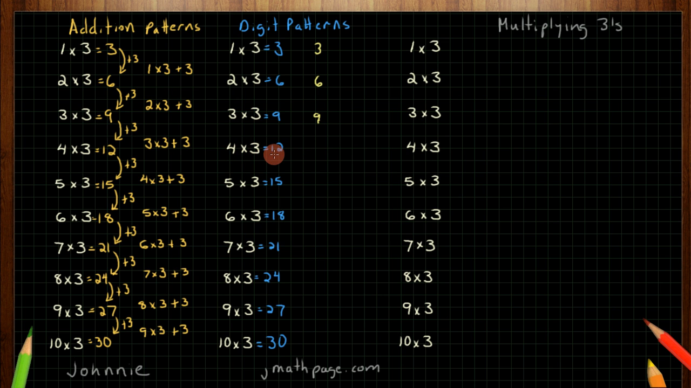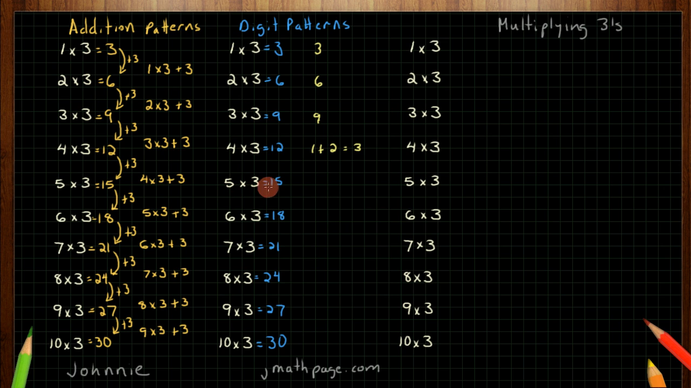4 times 3 equals 12. 12 has the digits 1 and 2. So let's write that down. 1 and 2. And what happens if we add the two digits together? 1 and 2 equals 3. Hold on to that, okay?